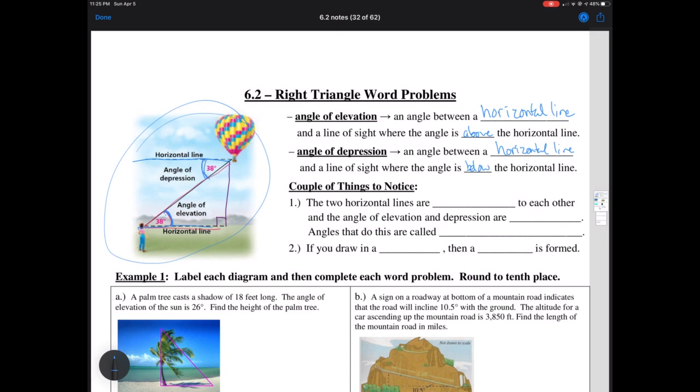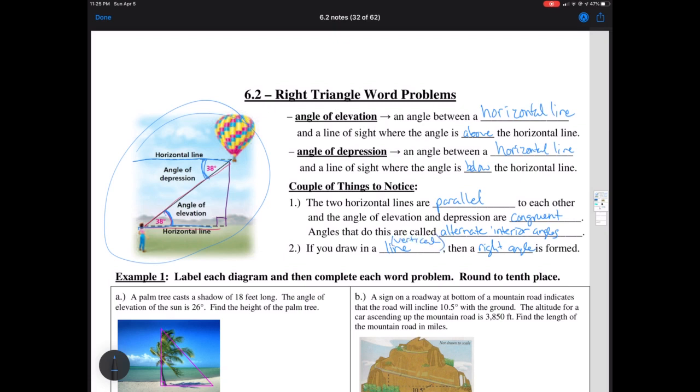Couple of things to notice. The two horizontal lines are parallel. And the angle of elevation and depression are congruent. Angles that do this are called alternate interior angles. And if you draw a line, then a right angle is formed. And this line needs to be vertical.